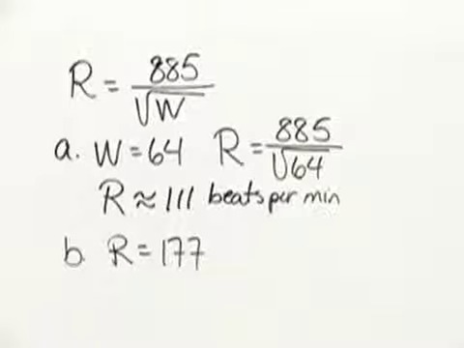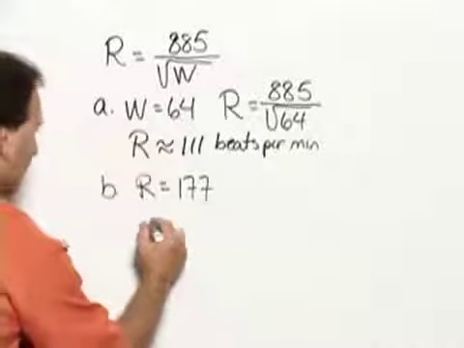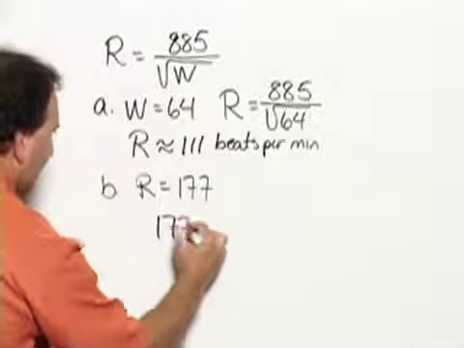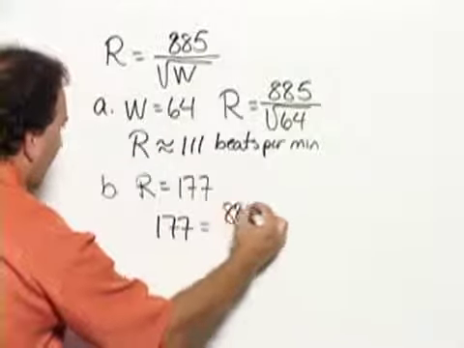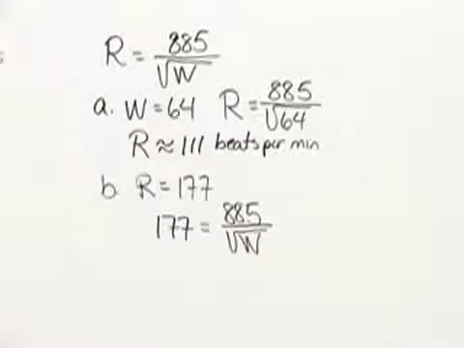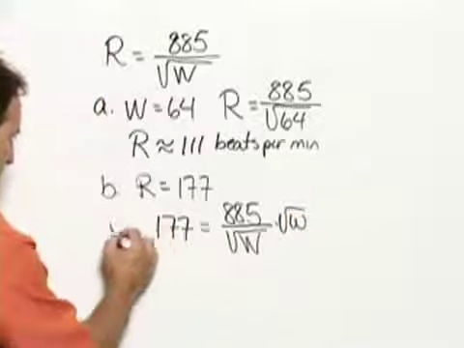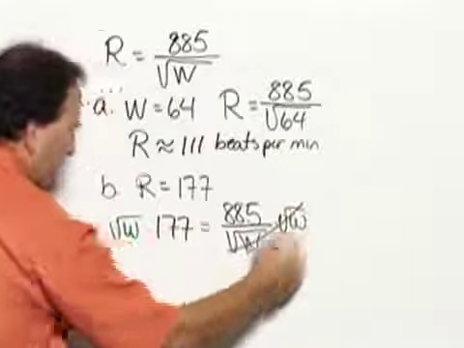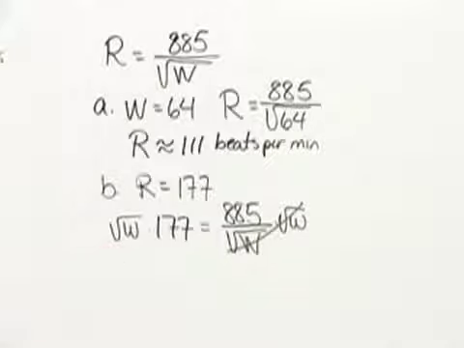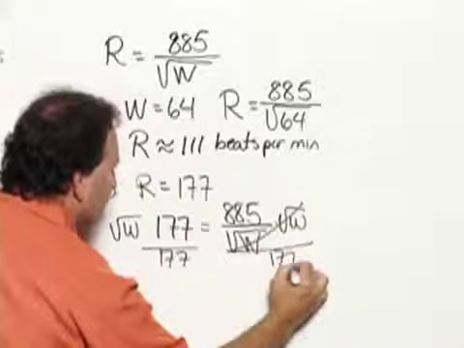For part B, we were given a heart rate of 177. So we substitute that for R. 177 equals 885 divided by the square root of W. And we want to solve for W, which means we would multiply both sides by the square root of W. Of course, over here it cancels out. Since we're trying to isolate W, the next step would be to divide both sides by 177.